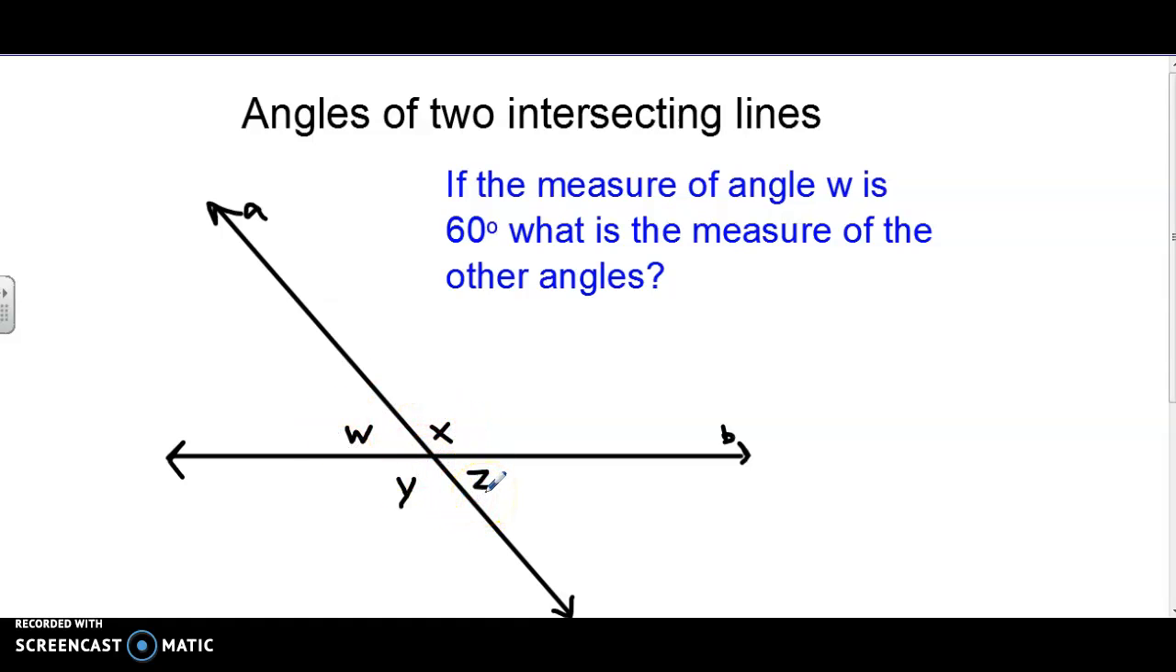Now there's a special relationship between these angles. The question here says, if the measure of angle W is 60 degrees, what is the measure of the other angles? So if you think you have an idea of what they are, pause the screen, start writing them down. If you're not sure, just bear with us and we'll go over it together. So if angle W is 60 degrees, we'll put 60 degrees right here.